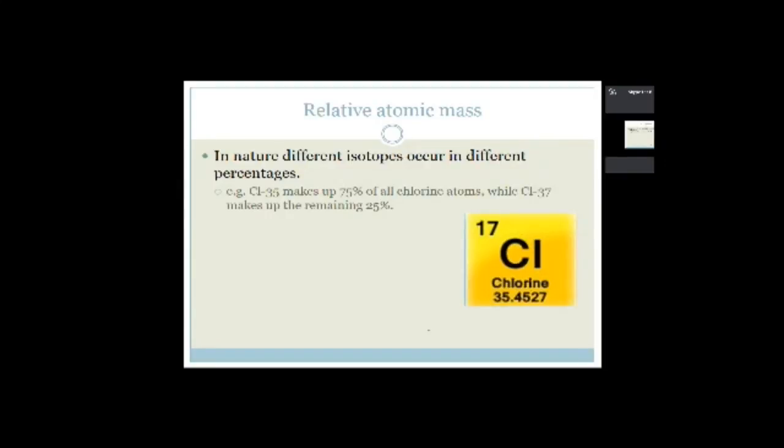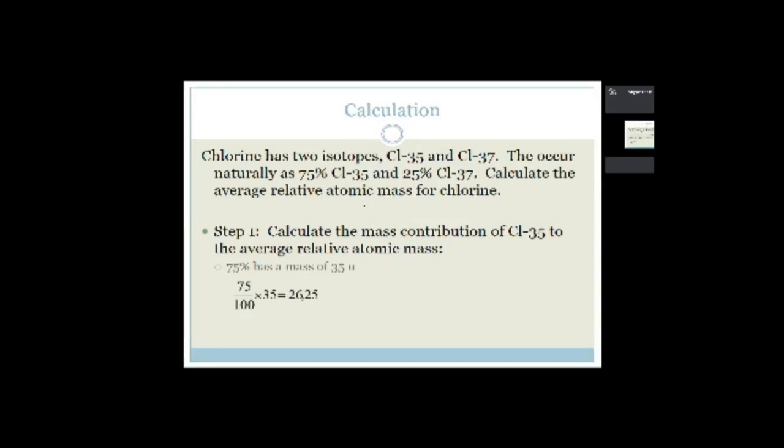So let's again talk about the relative atomic mass, because now we're actually going to look at calculating it properly. In nature, your different isotopes occur in different percentages. For example, chlorine-35 makes up 75% of all chlorine atoms, while chlorine-37 makes up the remaining 25%. So in order to work out our relative atomic mass, we need to work out the average atomic mass of these two isotopes.